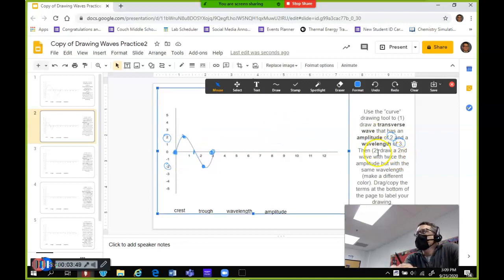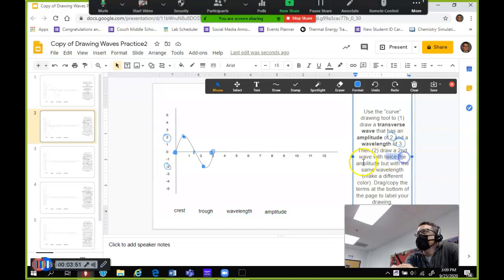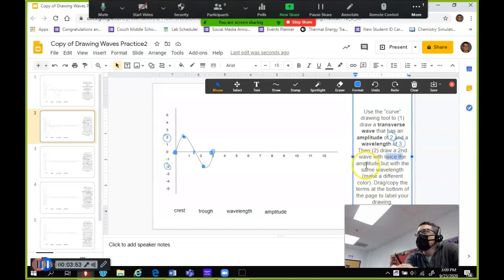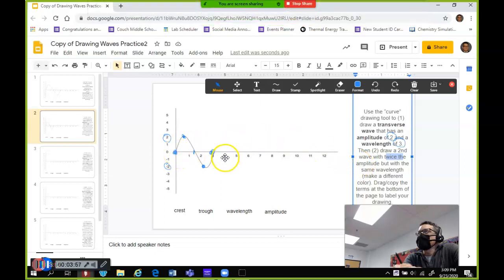And then what I'm asking you to do is to draw a second wave that has twice the amplitude, but has the same wavelength to it. So it's going to start and end at the same place. So all my points are approximately the same. The only difference is now my 2 is going to go up to a 4. And my 2 down here at the bottom is going to go down to a 4. So if I draw a second wave, I'm going to start here. Instead of just going up to 2, I'm going to go up to 4.